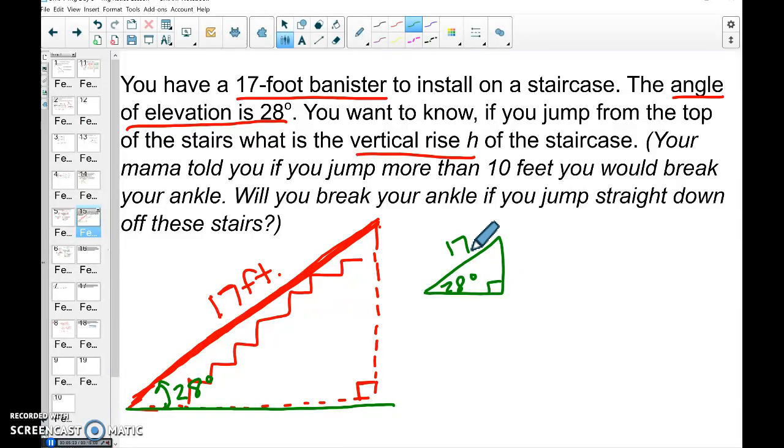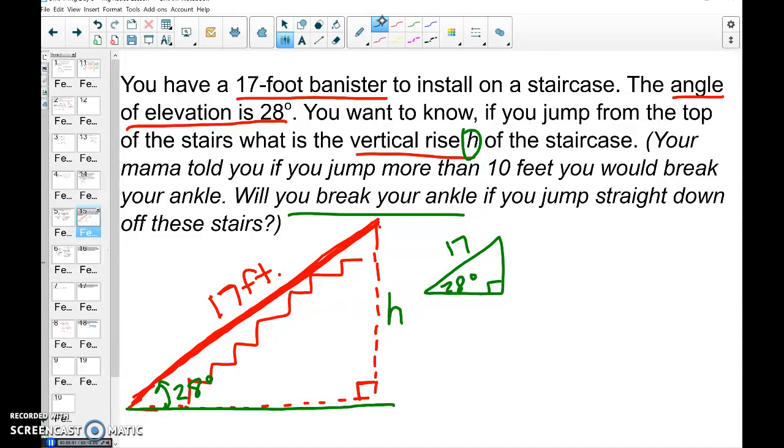Okay, but it's the same thing as the bigger picture. You want to know if you jump from the top of the stairs, what is the vertical rise h? That means that h is our variable that we're looking for. Vertical means up and down, so h has to go there. Eventually we're going to have to say, yes, you will break your ankle, or no, you will not break your ankle if you jump straight down those stairs. Okay, so let's calculate that out, see what we get.